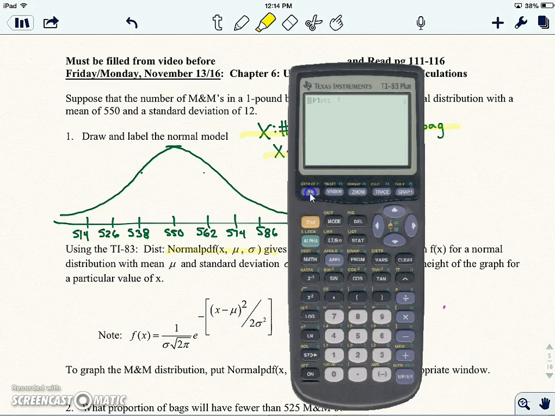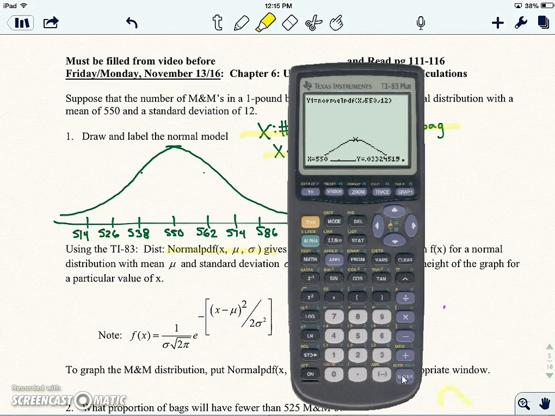And so what we do is we go to y equals, and then we're going to put this in. The way you get normal PDF is in this distribution area, and I'll show you that in a minute. But if you hit graph, there it is. Okay, this value right here is 550. That's the middle. And if I wanted to know the height of this graph at 550, second calc value at 550, it is 0.03, okay, which is about 3%.